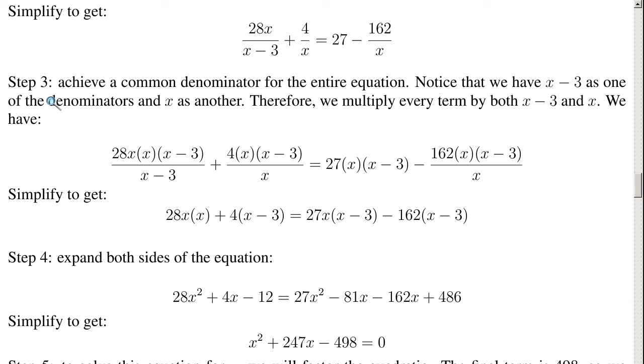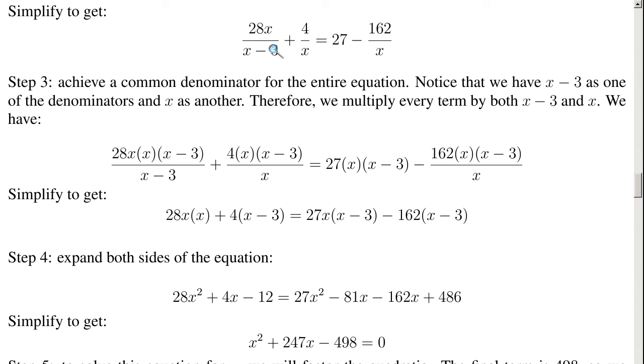Okay, step 3. Achieve a common denominator for the entire equation. Notice that we have x minus 3 as one of the denominators right here, and x as another. Okay, so we have x minus 3 and x as denominators. Therefore, we multiply every term by both x minus 3 and x. We have.